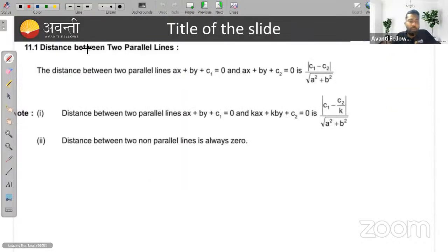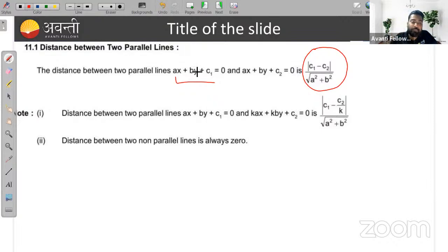Okay. So, distance between two parallel lines. Suppose you have two parallel lines, ax plus by plus c1 is equal to 0 and ax plus by plus c2 is equal to 0. Then how can you find the distance between the two parallel lines? The formula is mod of c1 minus c2 upon under root of a square plus b square.